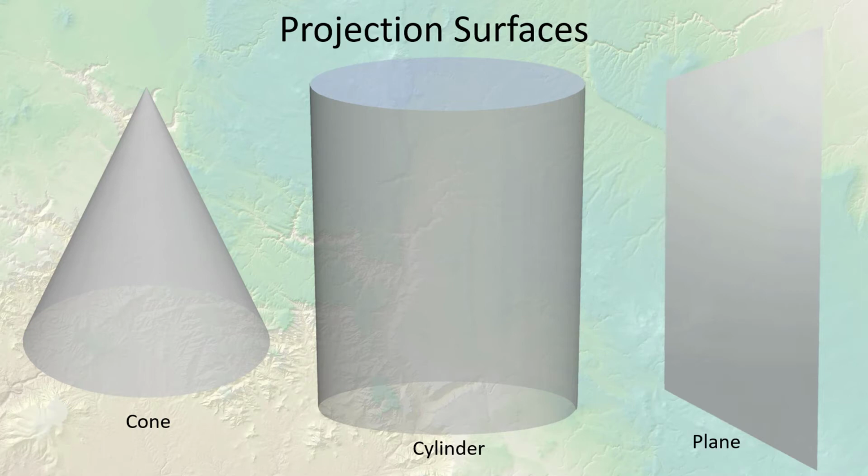The common feature between these three is that they are either already a plane, like the plane, or they could be unrolled to be a plane, like the cylinder and the cone. So let's take a look at some examples.